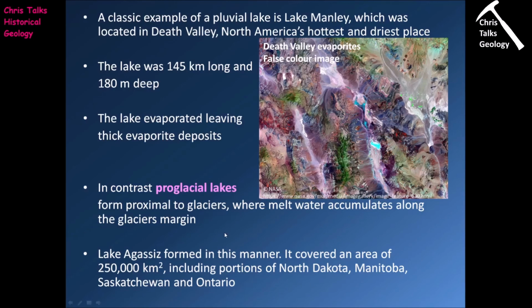And so these topographic lows created by the glaciers can then fill with water, producing a proglacial lake. Now, arguably one of the best known glacial lakes is Lake Agassiz. And it formed in this manner. So it was a proglacial lake, and it covered an area of approximately 250,000 square kilometers, and it covered areas of North Dakota, Manitoba, Saskatchewan, and Ontario.